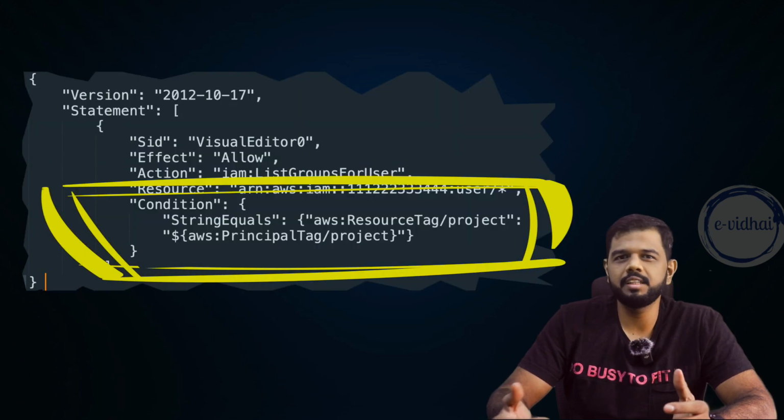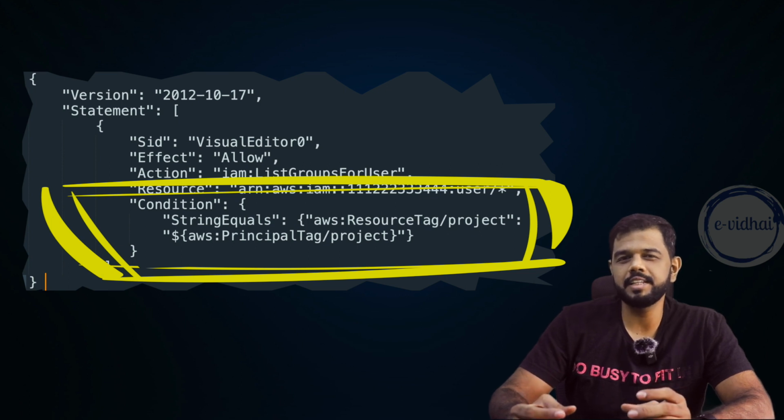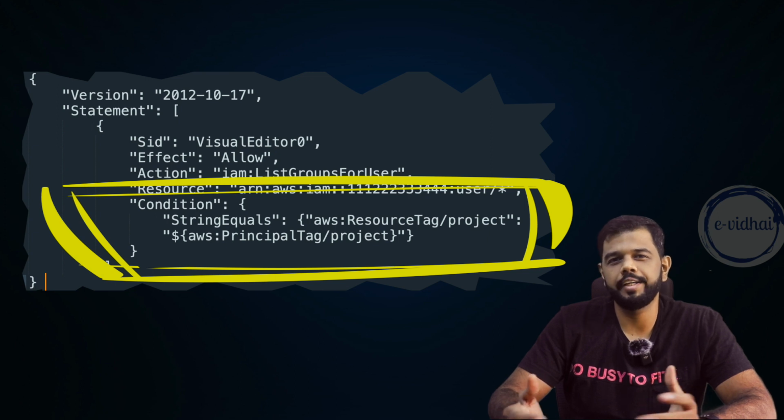IAM policies also support the Condition statement. For example, you can say allow read access for all the S3 buckets, but with a condition that contains a tag value of application name equal to XYZ.